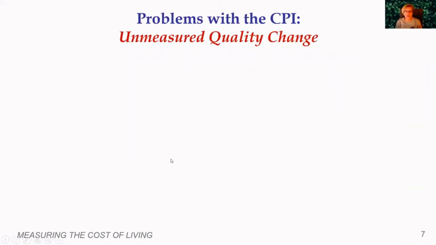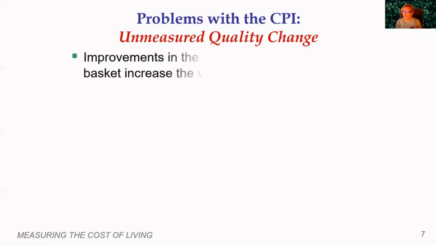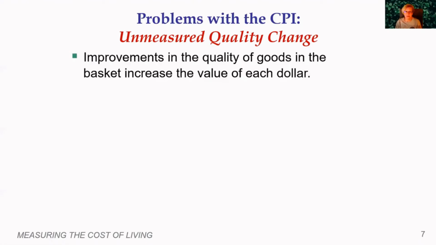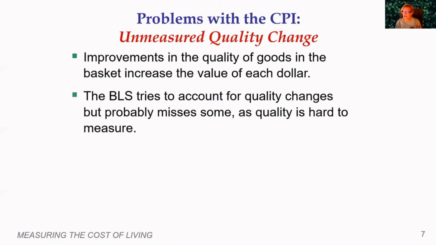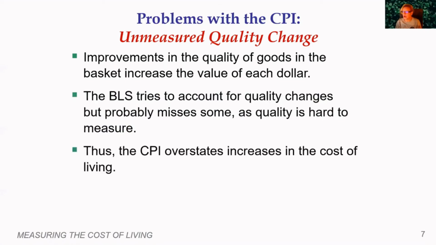The last one is unmeasured quality change. By unmeasured quality change, we mean things like new and improved. Maybe you use less laundry detergent than you used to have to use, and you get the same result or even better results. Basically, this too increases the value of the dollar. And again, it's sometimes difficult for us to measure that, but this too overstates the consumer price index.